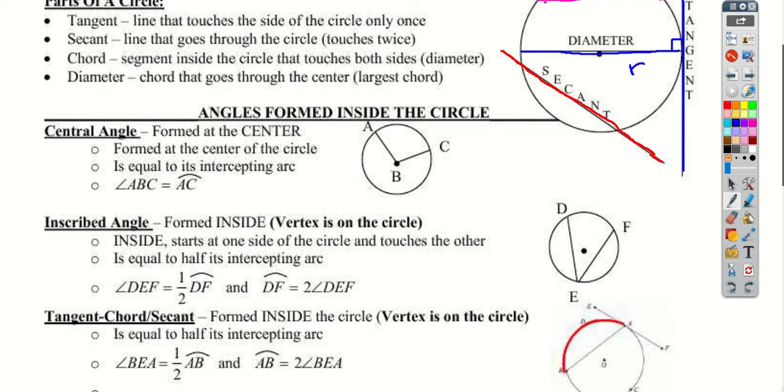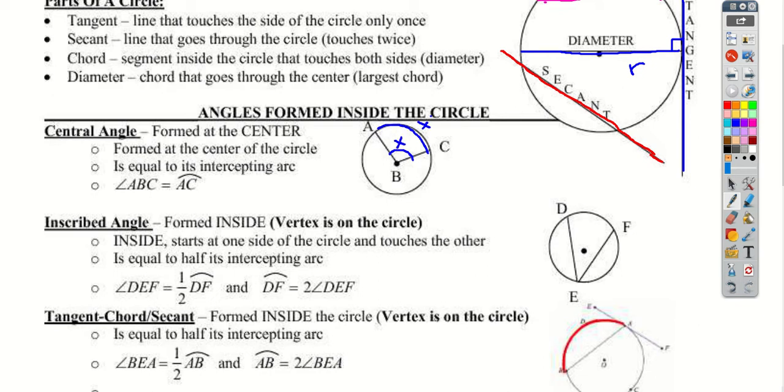The other thing we're going to talk about here is two types of angles. The first one is a central angle. A central angle is always located at the center of the circle. That's why it's called central, and it's formed by two radii. This angle, ABC, is a central angle, and its measure is always the same as the arc. So if this arc is x degrees, and it takes 360 degrees to get around a circle, this angle is also x degrees.